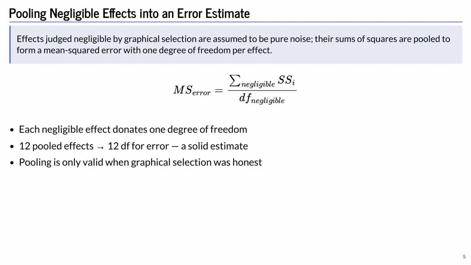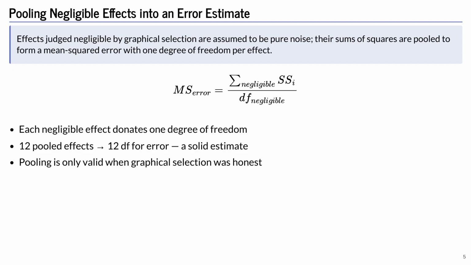The mechanics are straightforward. Each negligible effect contributes 1 sum of squares and 1 degree of freedom. Pool all 12, divide the total sum of squares by 12, and you have a mean squared error with 12 degrees of freedom. That is a solid error estimate. 12 degrees of freedom is enough to give the F-tests real power. The formula is simply mean squared error equals the sum of the negligible sums of squares divided by the number of negligible effects. The critical word in all of this is honest.